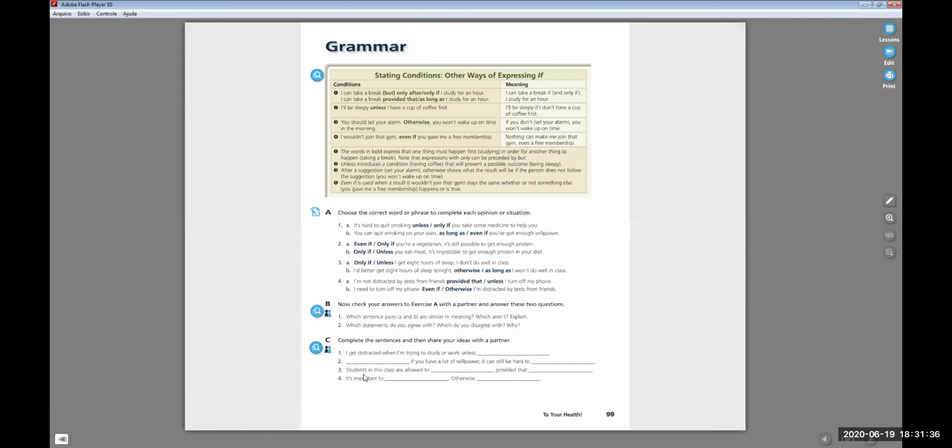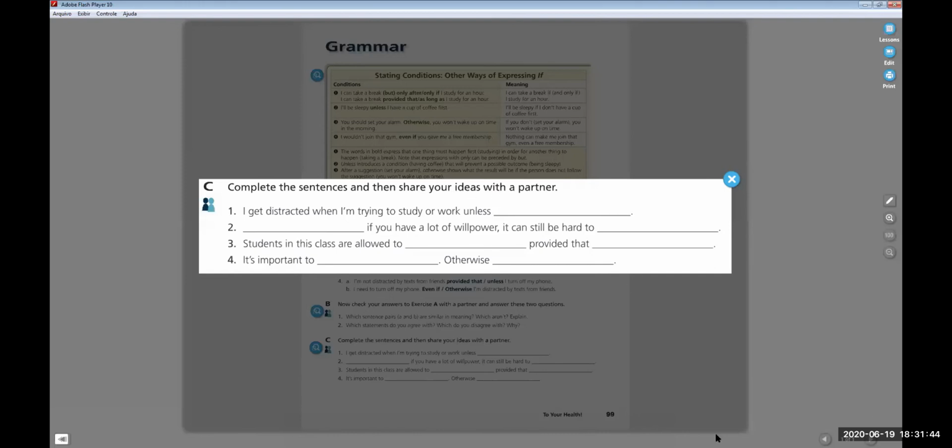We have 10 more minutes before the first break. So going ahead to the letter C. Complete the sentences and then share your ideas with the class. Matthew, I get distracted when I'm trying to study or work unless... unless I turn off my phone or avoid any type of contact with my family, because my family usually makes a lot of noise, so it kind of annoys me when I'm studying. With my family, I got it.